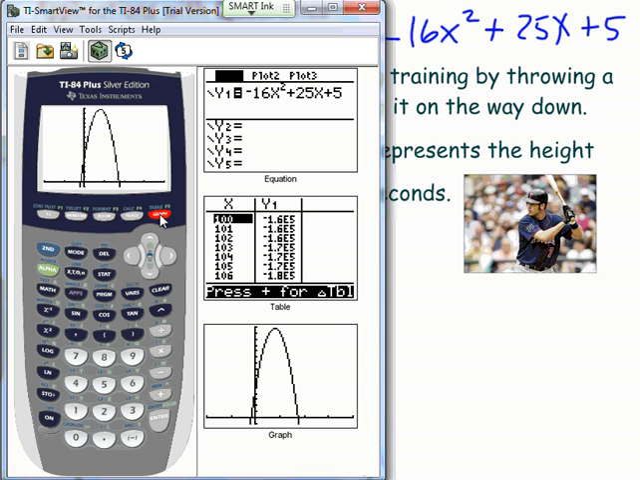0, -1, -2, something like that for Y minimum. All right. So again, if I want to make this perfect, I'd say I still have too much room on my x's. I don't need quite that much room, so I can go back to my window, change my x minimum to like -1 and my maximum to like 3. If I really wanted to play with it and make it ultimate, you can.